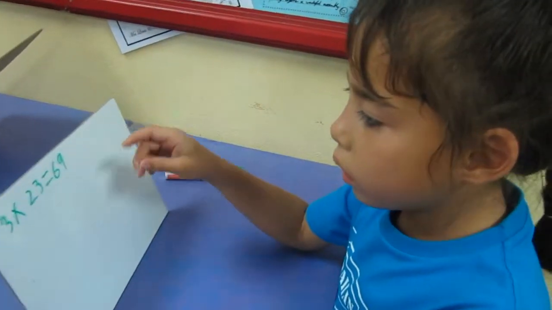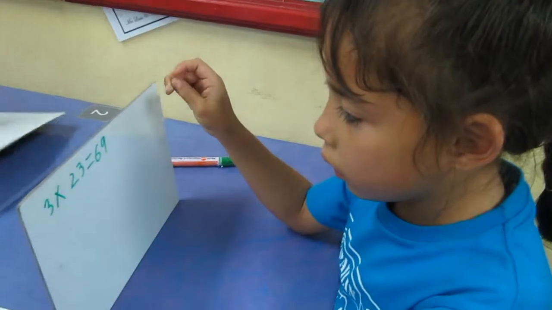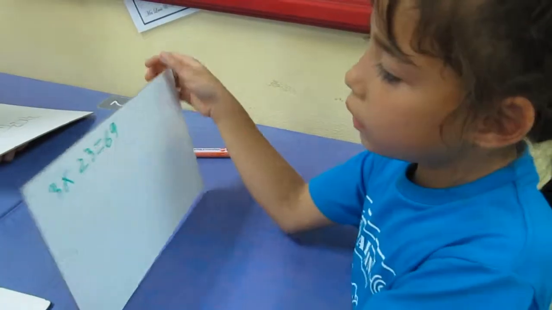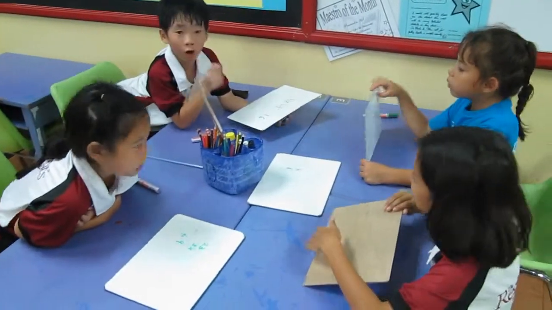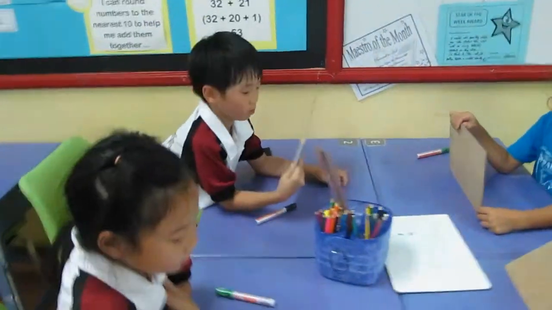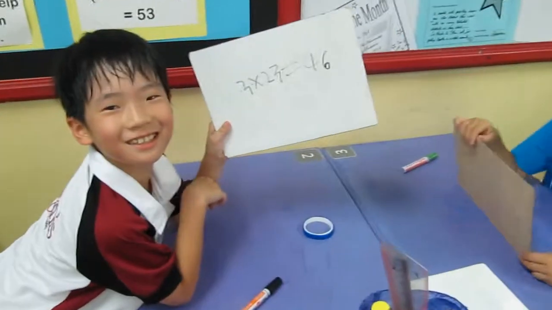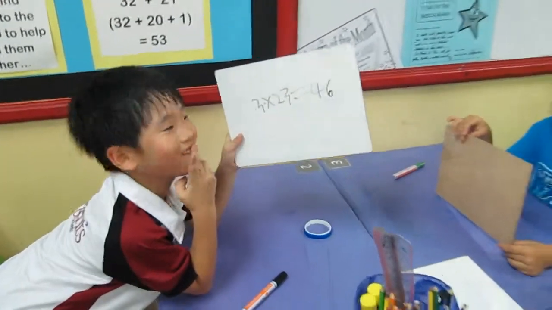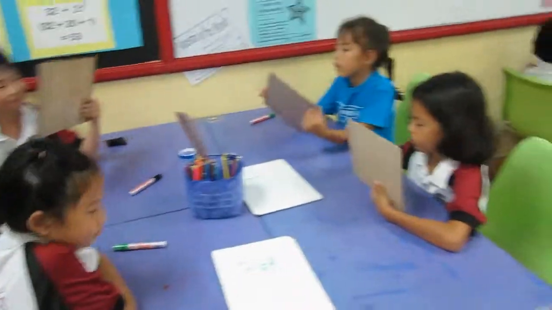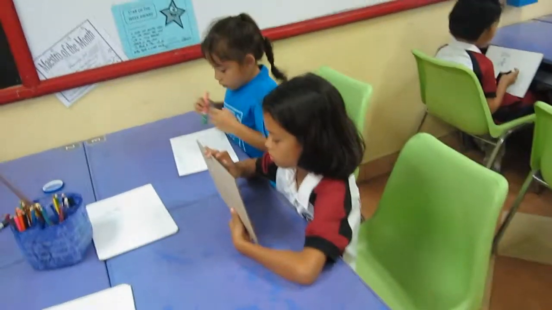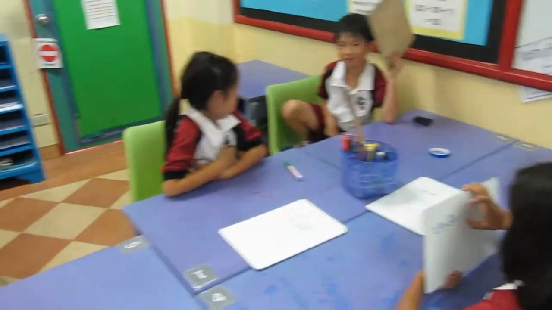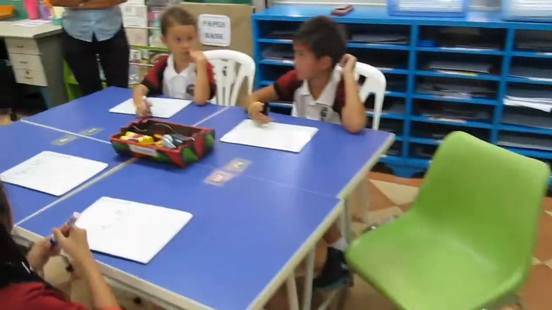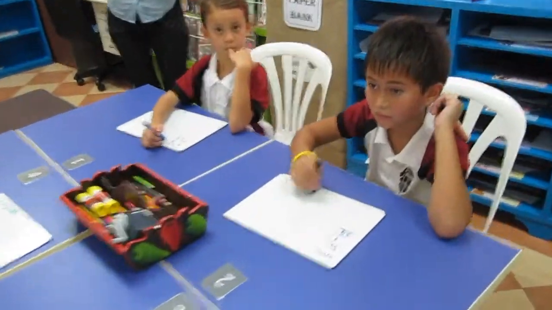Okay, is it 3 times 2 or is it 3 times 20? I think it's 20. You guys think he thinks she's right? What answer have you got, Brayden? What did you do? Good. Brayden, you've done 2 times 23. 3 times 23. Okay, right. Which answers do you think you got right? Which answer is right?